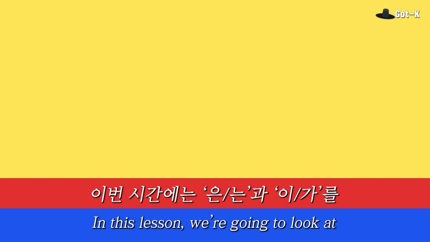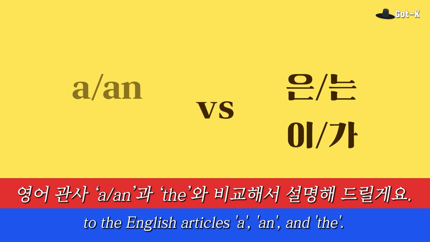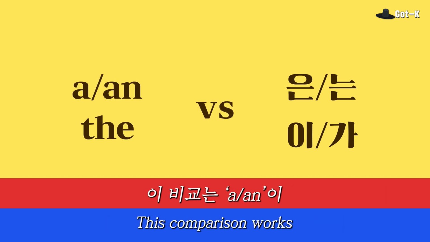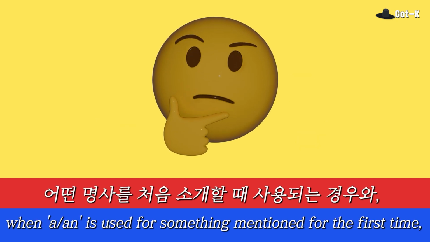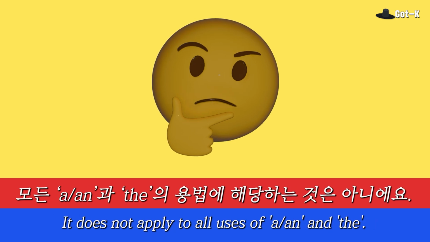In this lesson, we're going to look at un, nun, and ika by comparing them to the English articles a, an, and the. This comparison works when a, an is used for something mentioned for the first time, and the is used to refer to something already mentioned. It does not apply to all uses of a, an, the.